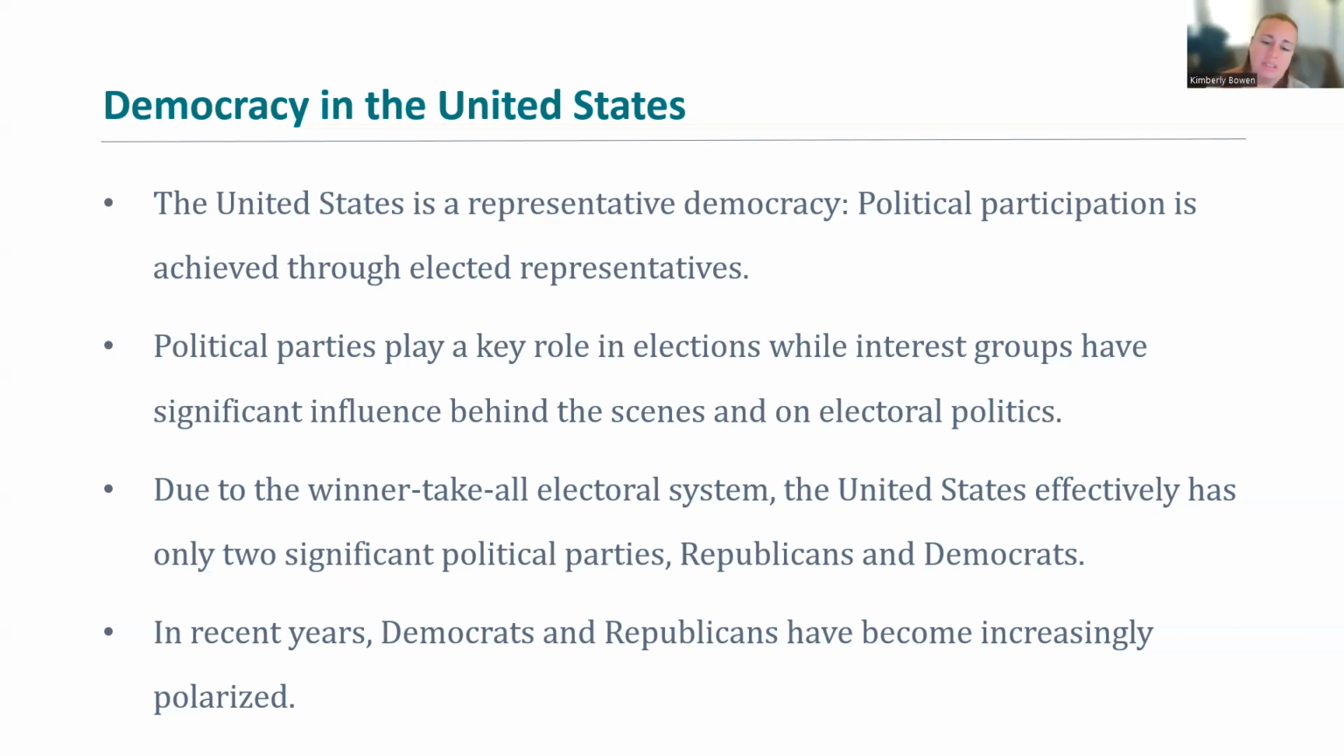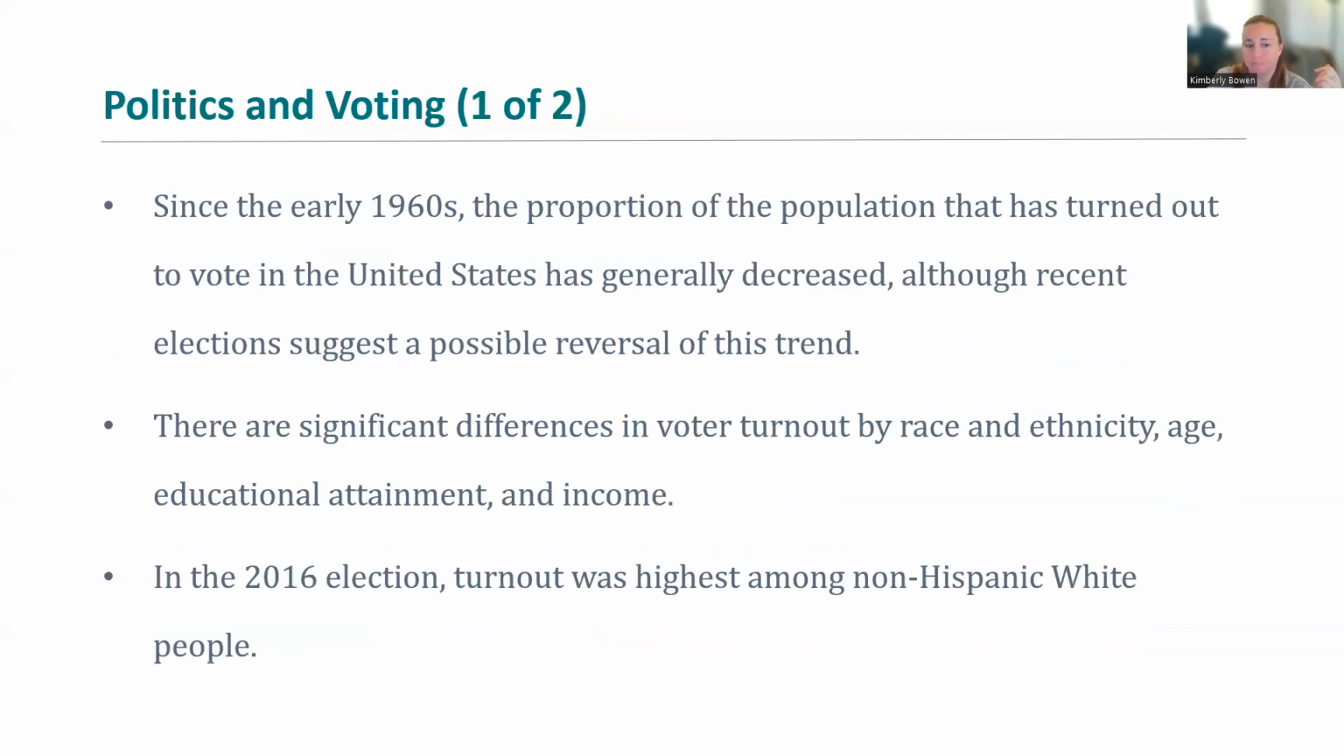In recent years, Democrats and Republicans have been increasingly polarized, fighting each other, increasingly nasty towards each other during elections and otherwise, and creating both a divide within people in the country and a political divide that gets not a lot done within its actual political system. All right. Since the early 1960s, the proportion of the population that has turned out to vote has generally decreased, although the recent elections suggest a possible reversal in that trend. Again, young voters and significantly older voters tend to be the two demographics that happen the most. Why? That's because they tend to have the most ability to vote.